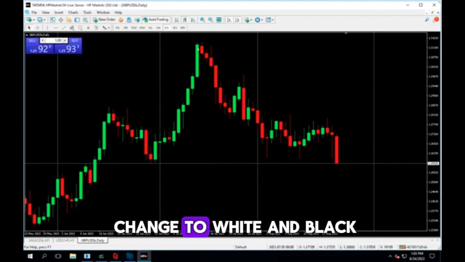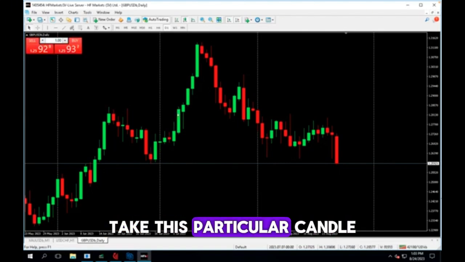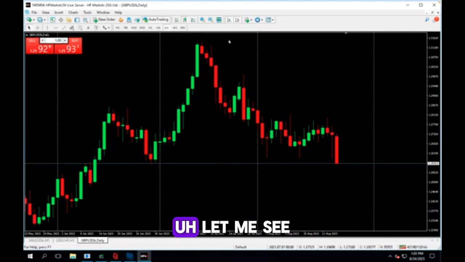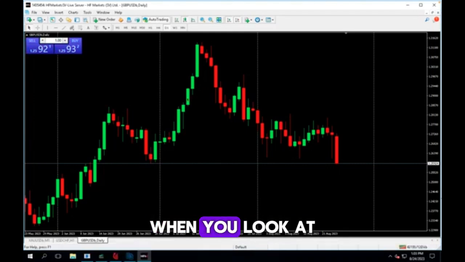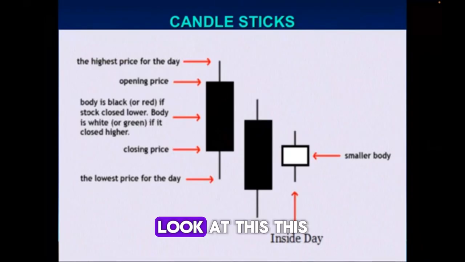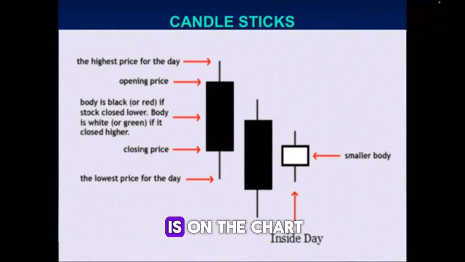I can decide to change to white and black, and I can decide to change my background. Do you understand? So whichever one you want to do. Now, look at this. Take this particular candle. Let me bring my pen here. Okay. All right. When you look at a candle, look at this. There's a candlestick. At least you've seen it the way it is on the chart.